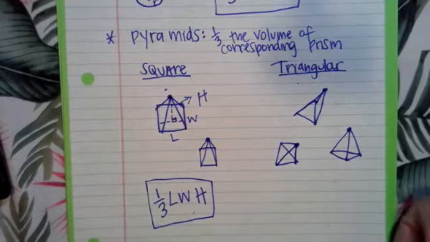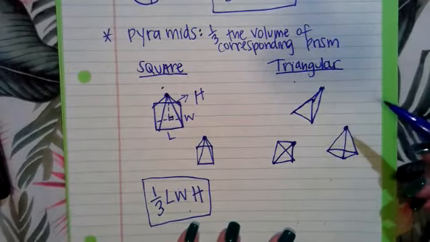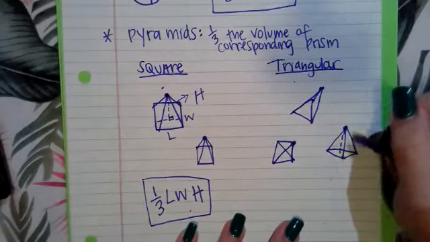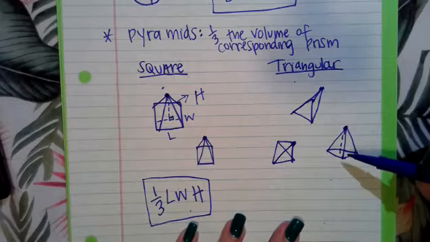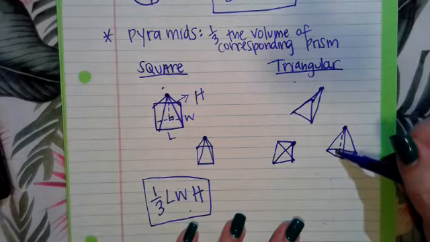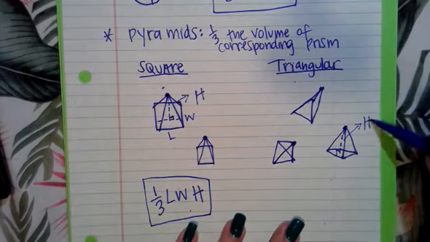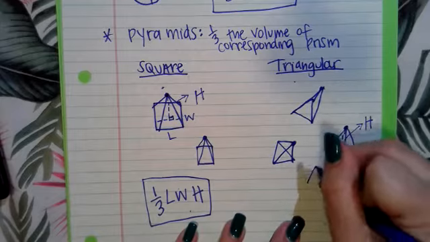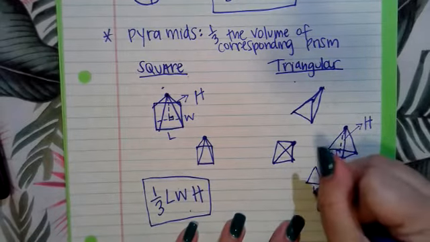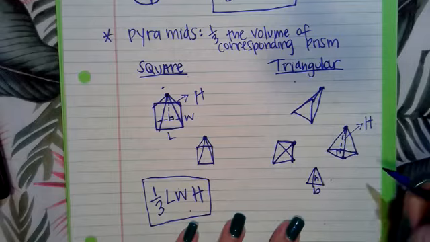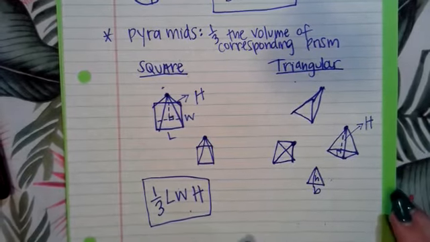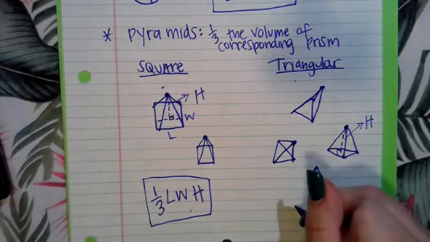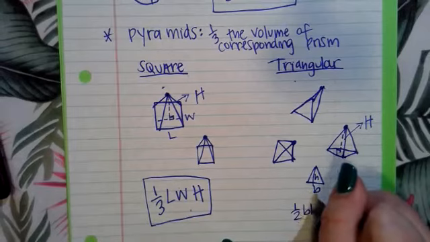Triangular pyramid, it's the same thing. I'm going to use this one over here to model. The height, again, is from the top point of the pyramid to where it meets the base triangle at a right angle. That is the height of the pyramid. And then with the base shape, I'll just draw another triangle here. We always have our base and our height of our triangle. So to find the volume of a triangular pyramid, we are going to do 1/2 base times height.